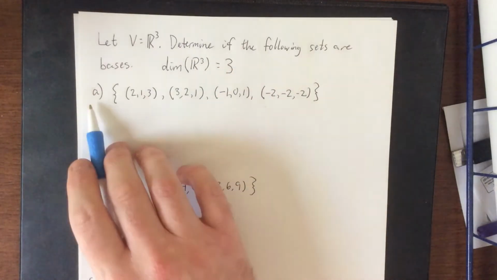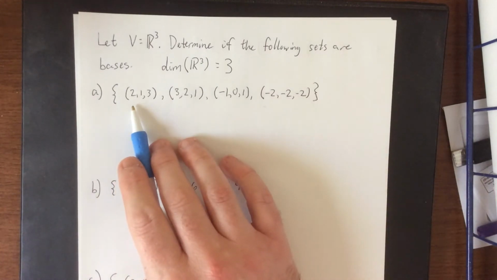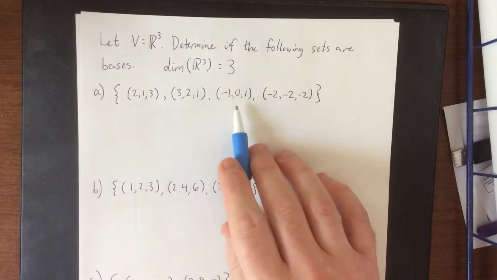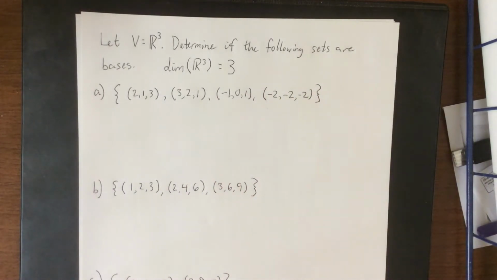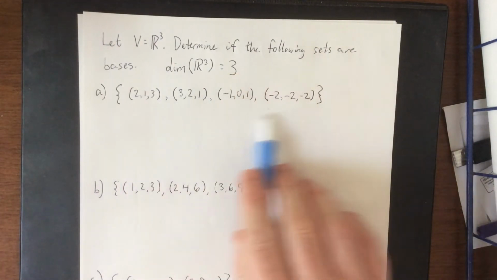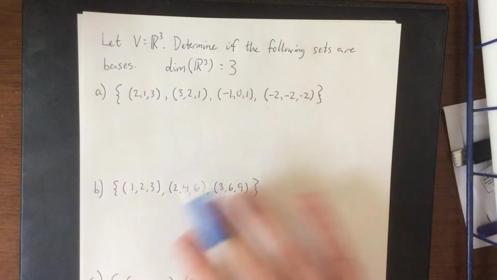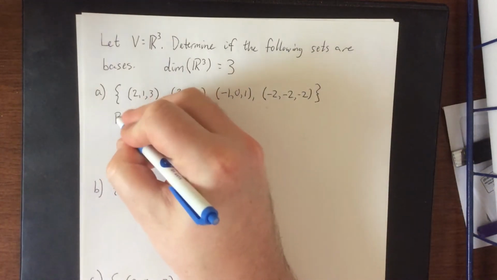So with that in mind, taking a look at part A, we have a set containing 4 vectors, which is (2, 1, 3), (3, 2, 1), (-1, 0, 1), and (-2, -2, -2). First thing to point out is that because the dimension is 3 and the number of vectors does not match the dimension, it is impossible for this thing to be a basis. And here's why.